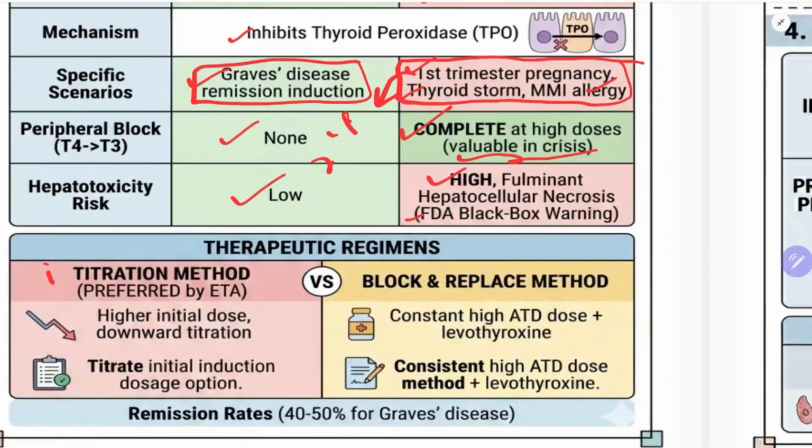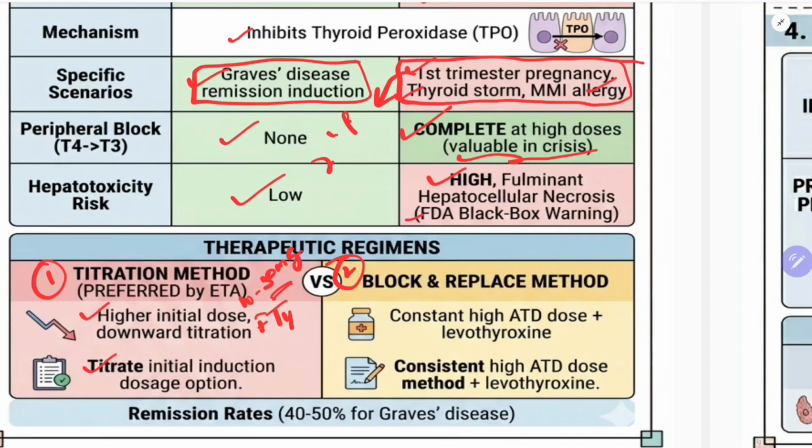The first method is the titration method. The second method is the block and replace method. So the titration method, which is preferred by the European Thyroid Association and which is commonly practiced, is this: you start with a high dose of the drug. Commonly methimazole is 20 to 30 mg dose, used in divided doses. Okay. So start with a high dose, and after 1 month you check the free T4, free T3 levels. Then according to that you titrate the initial induction dose. That is one method.